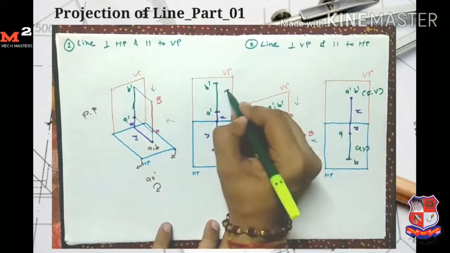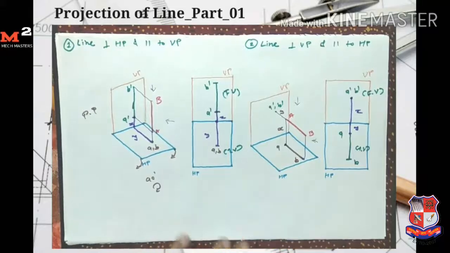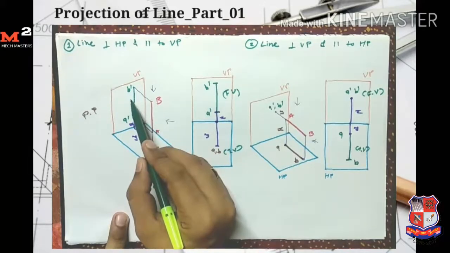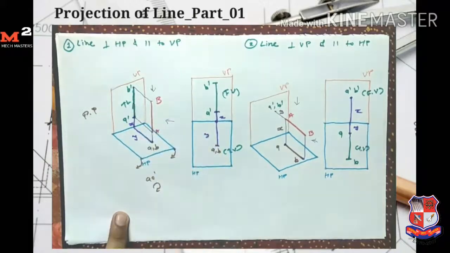In this case, this is the front view and this one is the top view. So the conclusion of these two cases is we get the true length of the line on the plane which is parallel to the line. Here in the first case, line AB is parallel to VP, so we get the true length on the vertical plane. True length means the actual length of the line. We get the exact length of AB on the vertical plane because the line is parallel to VP.